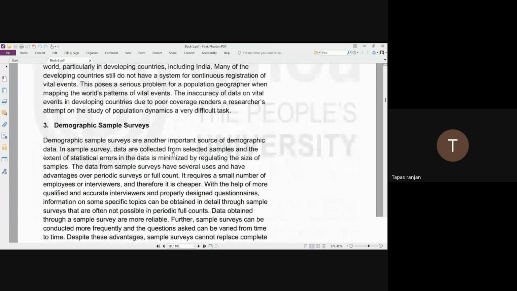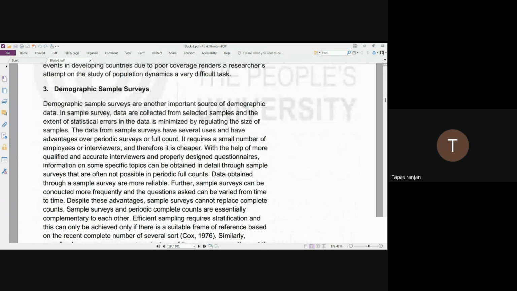Then you have demographic sample surveys. Just like in India, you might have heard about the National Sample Survey Organisation. Different sample surveys are done to understand the population dynamics, or to collect data of population. Sample surveys are basically suitable for regions which are very vast, for a large region. If you want the data within a quick span of time, we basically do sample surveys. And there are a few advantages and disadvantages of sample surveys.